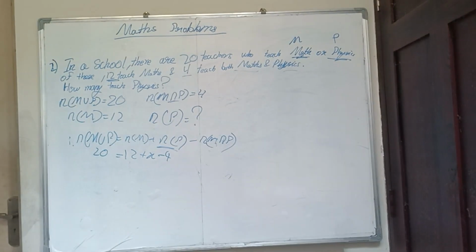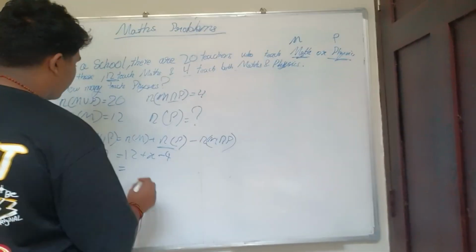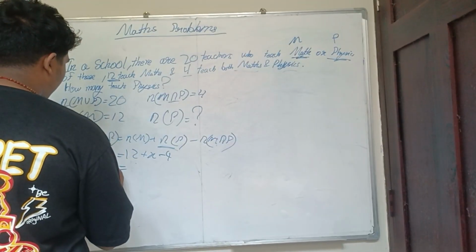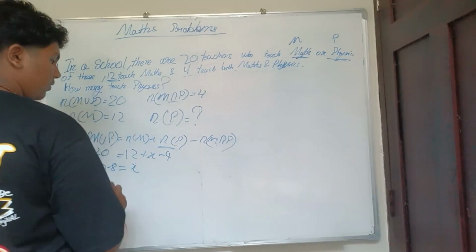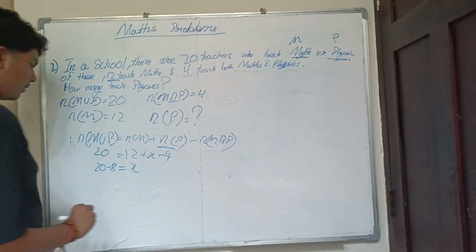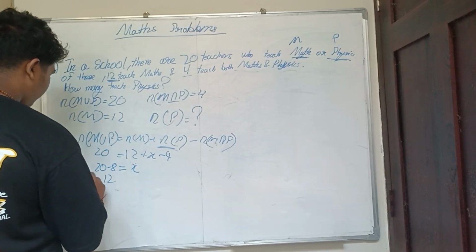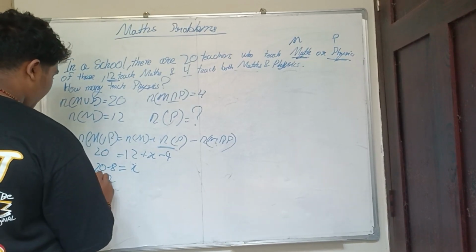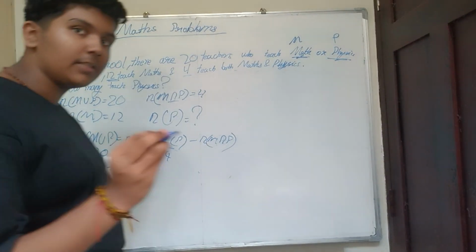So what is 12 minus 4? Yes, 8. So this 20 minus 8 is equal to x. Correct? So which will be 12. So the number of physics teachers, those who teach physics, is 12. Hope everyone got the correct answer.